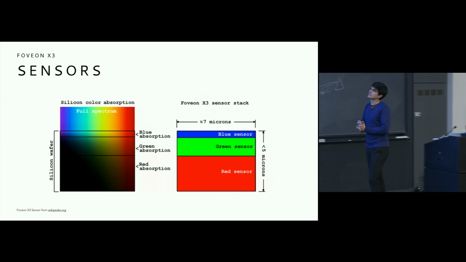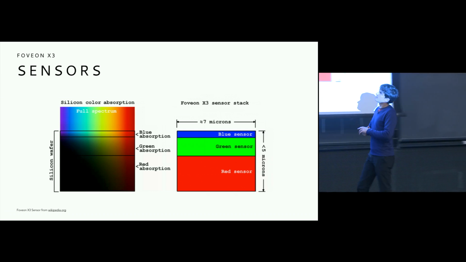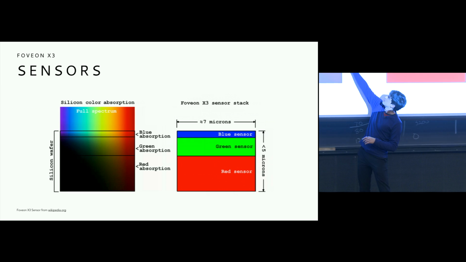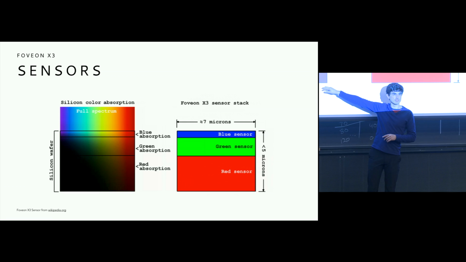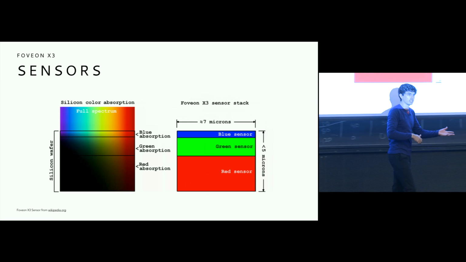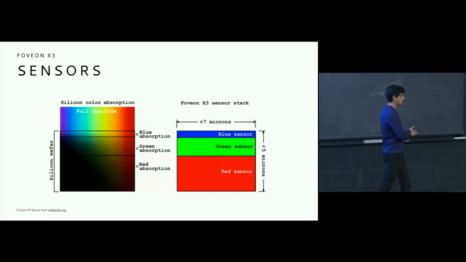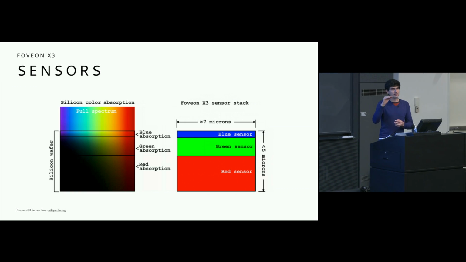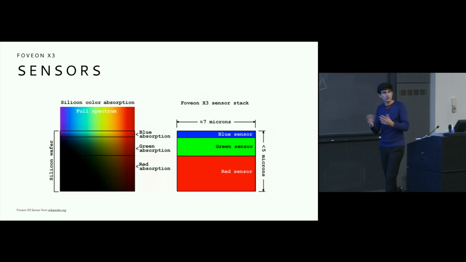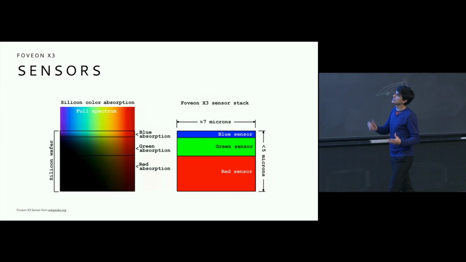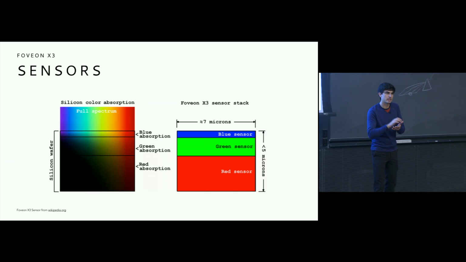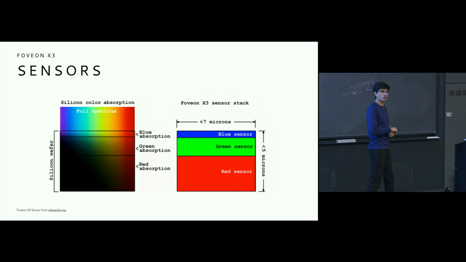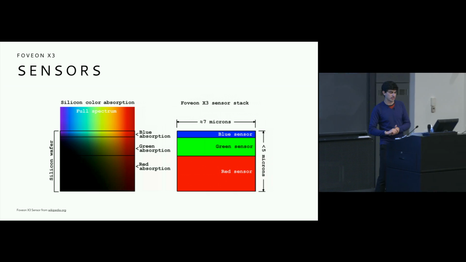But what happens in silicon is that the frequencies with higher energy tend to go further into the silicon than the frequencies with lower energy. So that means that we can put photodiodes at different depths in the silicon to try to capture some of the frequencies of light. So at the very bottom, we would have red absorption. We would have a photodiode for red. Above that, we would have a photodiode for green. And above that, we would have a photodiode for blue.